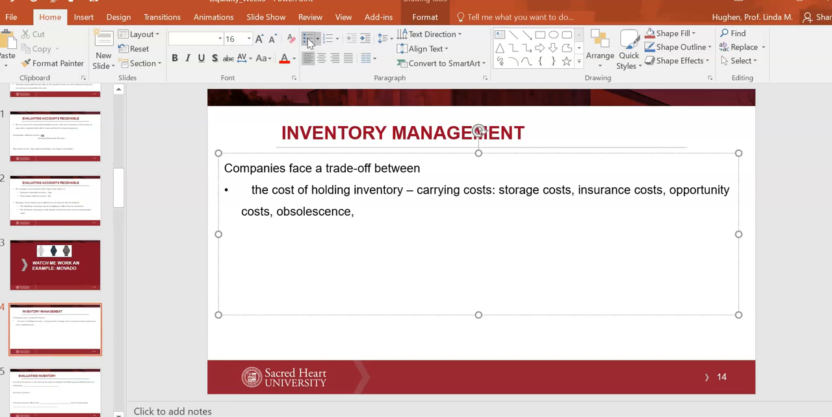As we're holding on to these goods, the demand for them might decrease as new products are being put into the market. And finally, spoilage. This is typically true when we're talking about food and other goods that go bad over time. Yet, we want to have enough inventory to be available for all the sales.